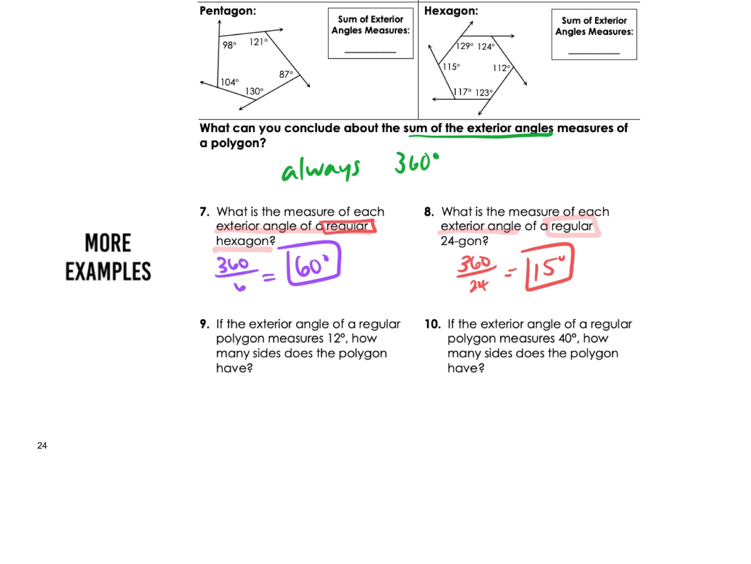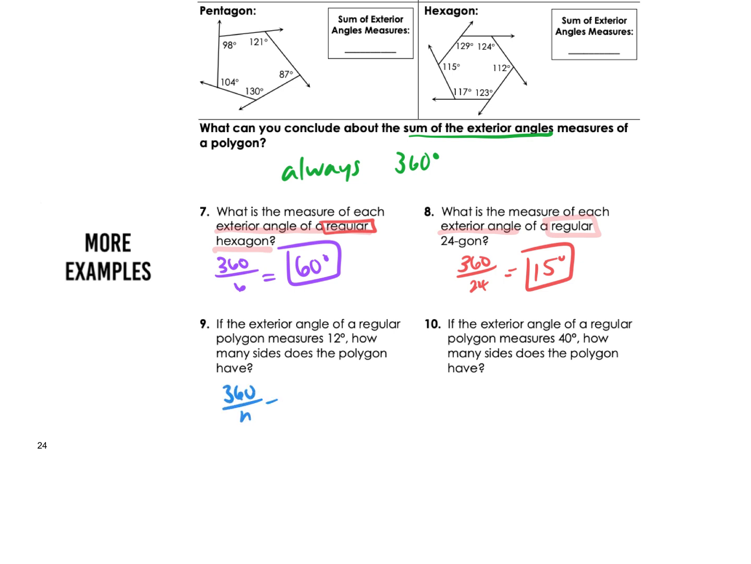So if I ask you for the measure of the interior angle, you can find the exterior angle and then work backwards, which makes it easier. Once you see the formula, you'll understand what I'm saying. If the exterior angle is 12 degrees, how many sides does the polygon have? So basically, we're working our equation backwards.